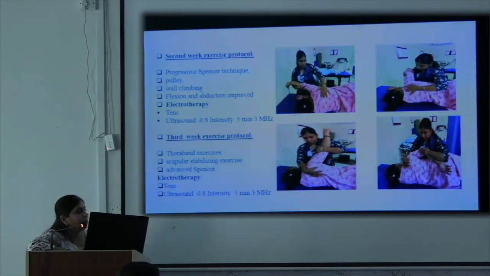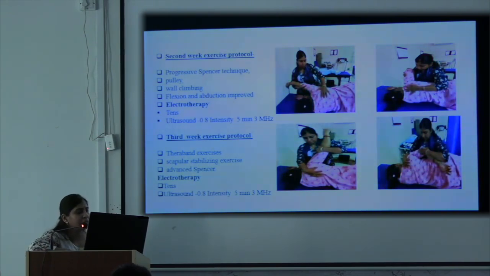Second week protocol, progressive expansion technique. We will progress the expansion technique with flexion and abduction movement. In the first week we use gentle movement; in the second week we progress the expansions on the patient. As conservative treatment, we use the weight and wall climbing exercise, from which we will improve flexion and abduction. Electrotherapy again, we use TENS and ultrasound, 0.8 intensity, 5 minutes, 3 hours.